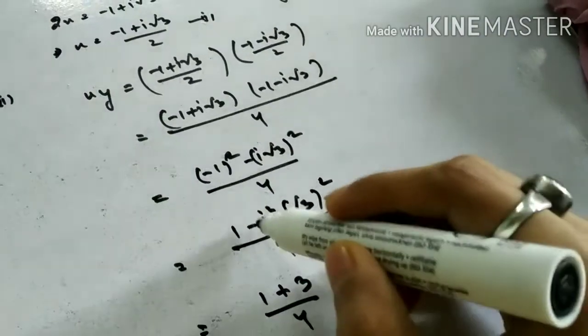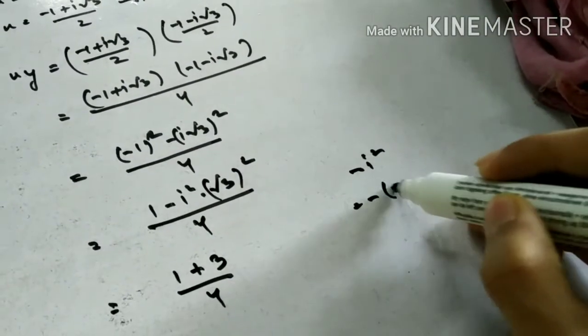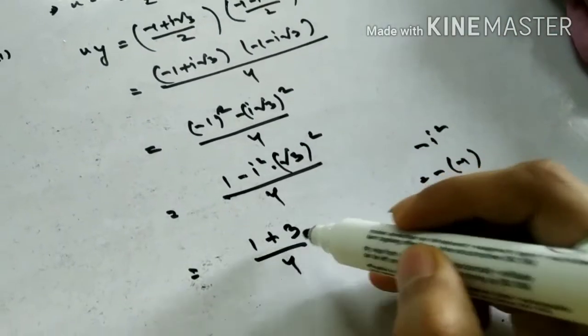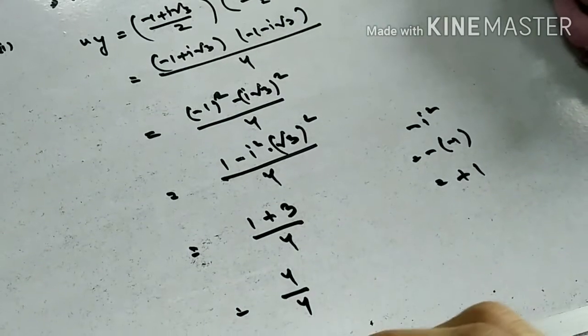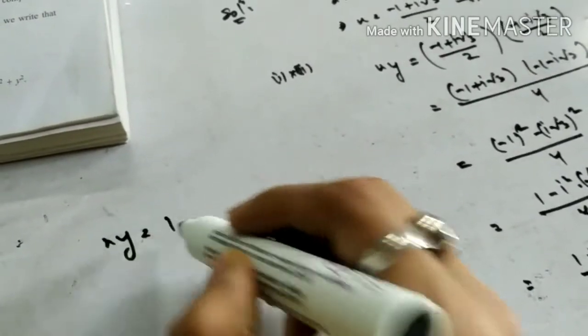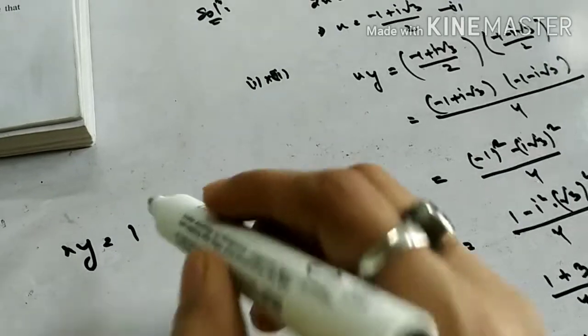Sorry, this will become plus 1. Okay, minus i square, this is minus 1. So plus 1 becomes, 1 plus 3 it will become 4. So 4 by 4 is equal to 1. Therefore, in here what I got is that xy is equal to 1. Yes, xy is equal to 1 I got.